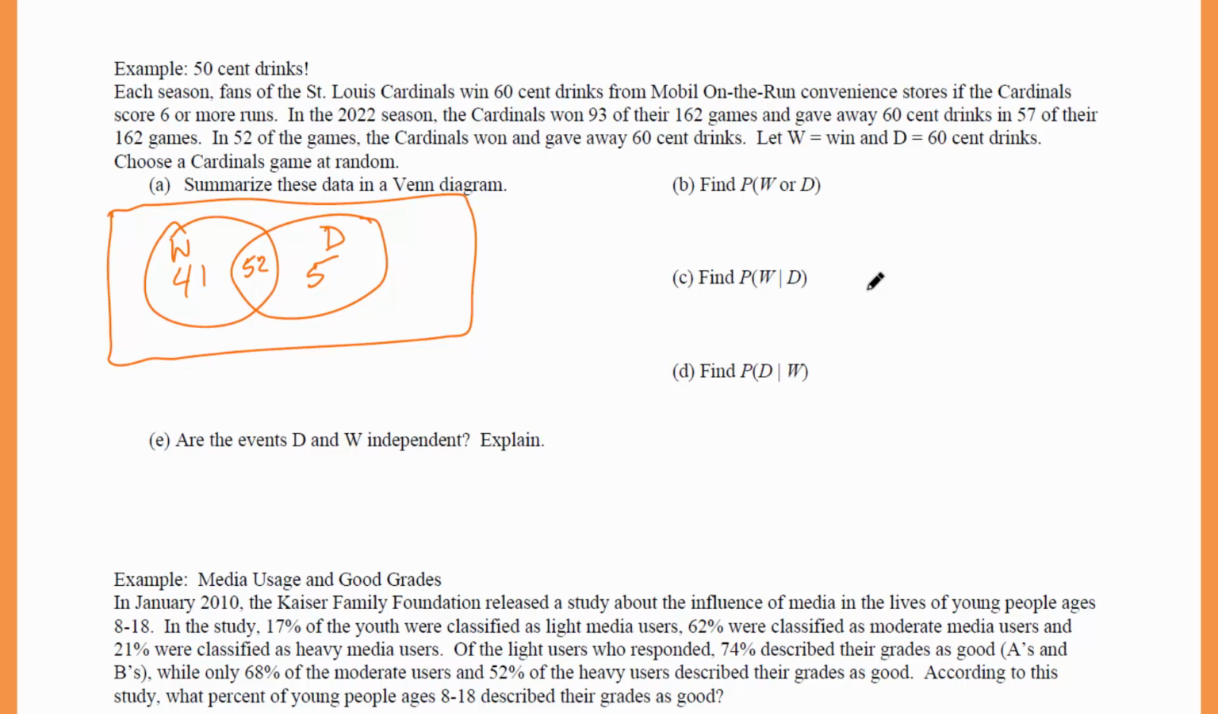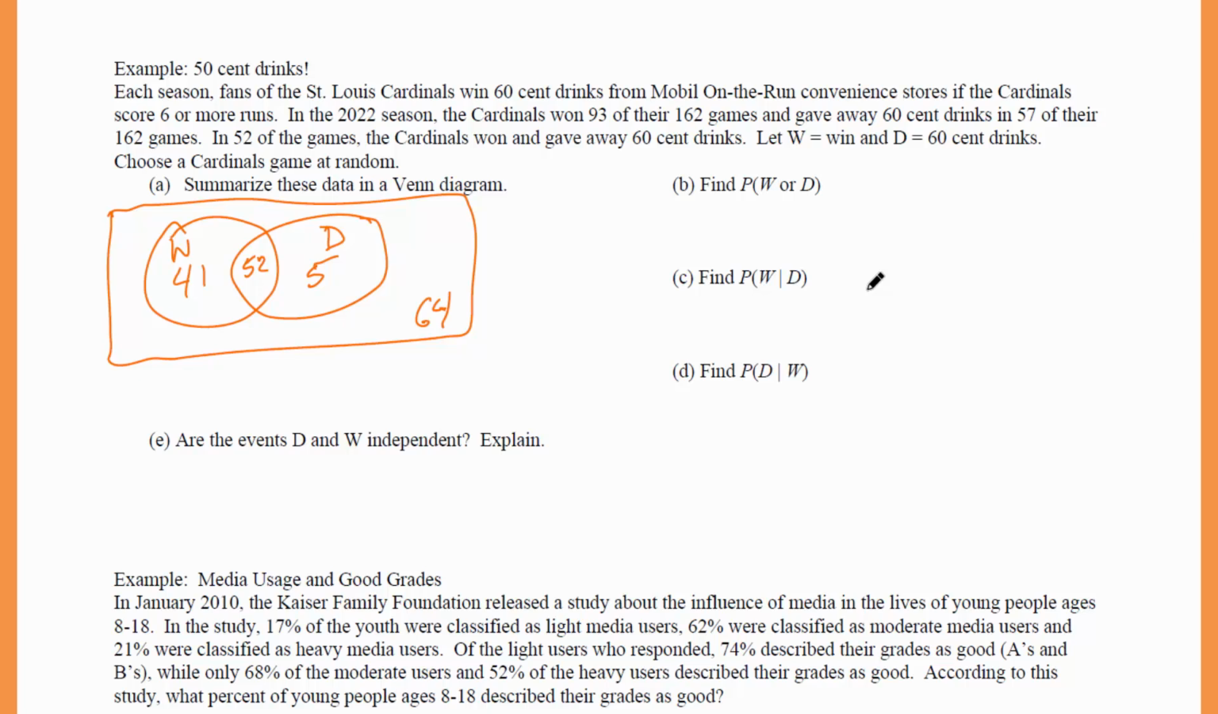But remember, there's a fourth number we need to put in this Venn diagram, and it's the games where they did not win and did not give away 60-cent drinks. So if you add up the 41, the 52, and the 5, you get 98. There were 162 games total. If you subtract 98 from 162, there were 64 games where neither W nor D happened.